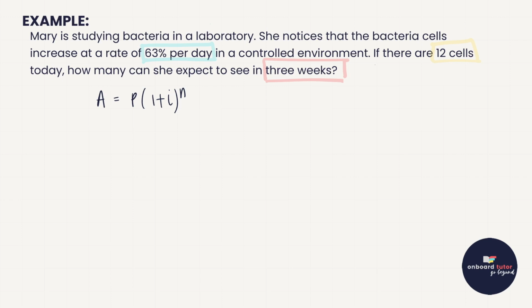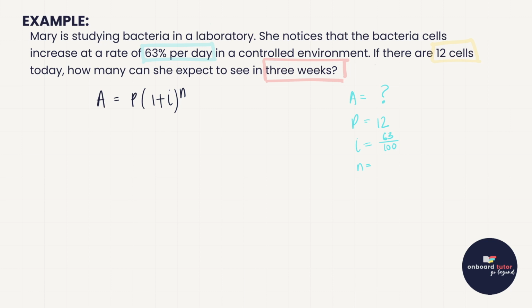And then to guide us along, let's check what information we've got. So A, that's what we want to know. How much bacteria is she going to have in 3 weeks' time? P, we've currently got 12 cells. i is the interest rate, so that's a huge rate there of 63%. And then n, 3 weeks.